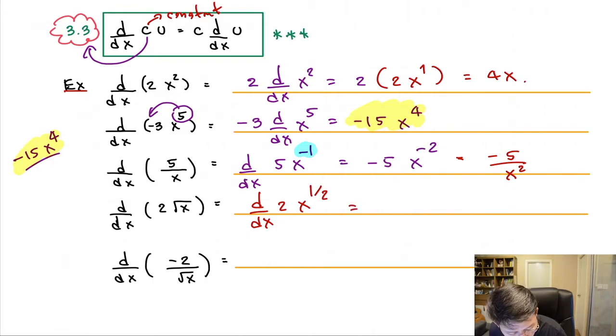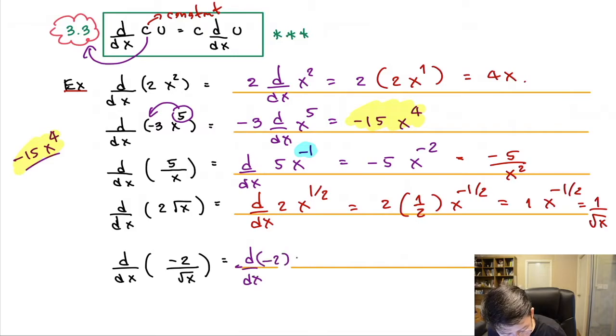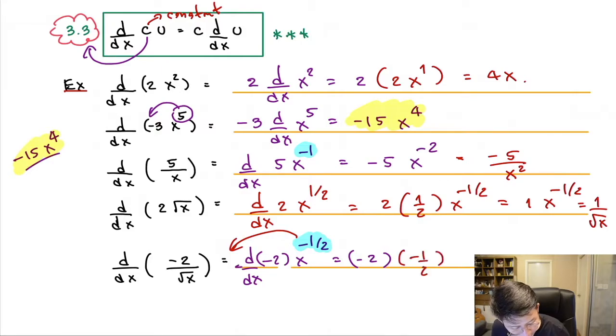And that is 2 times 1/2 x to the minus 1/2. And that is 1 times x to the minus 1/2, which is 1 divided by square root of x. Make sense? And the next one is d by dx of minus 2x to the minus half, and what you get is minus 2, and you just push this guy down, right? So you get minus 2 times minus half, and then x to the power of minus half minus 1, right?